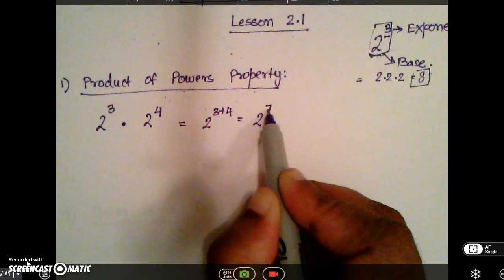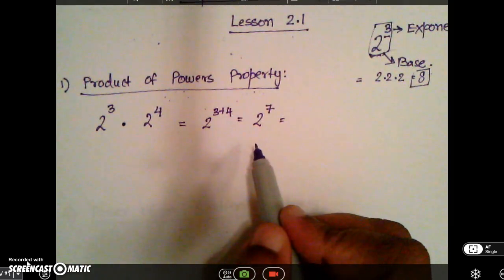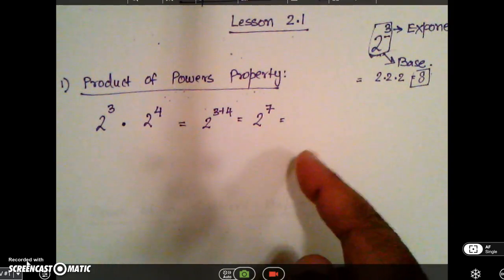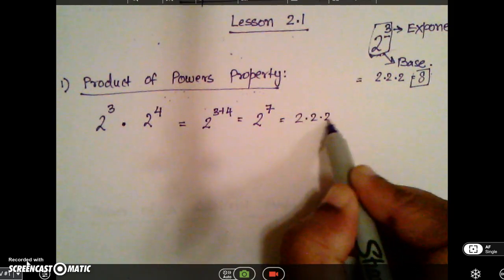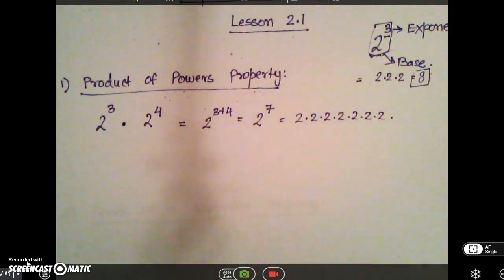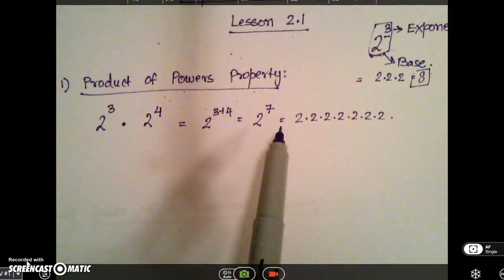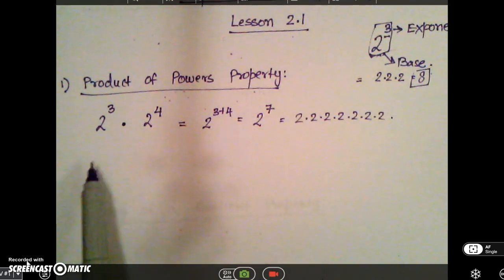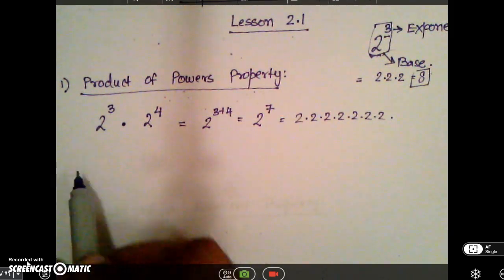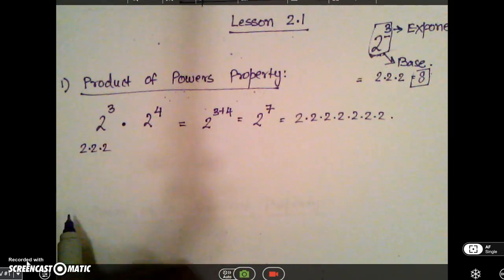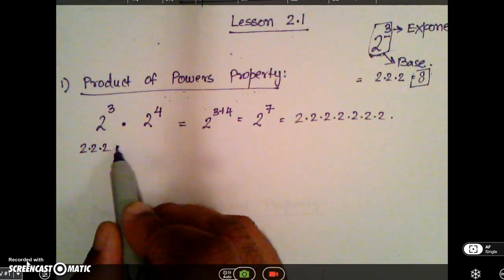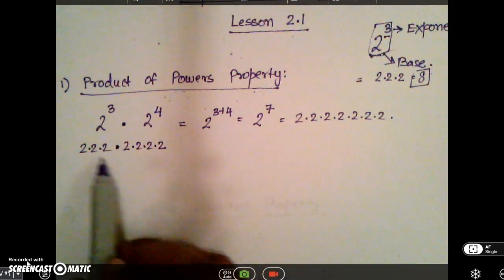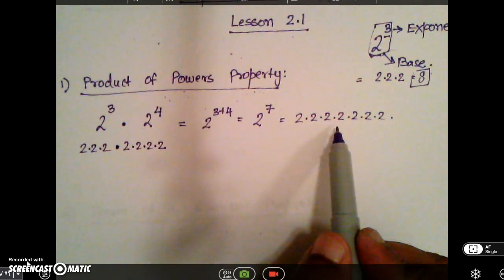So that's 2 to the power of 7. I can go ahead and figure out what 2 to the power of 7 is. That is 2 times 2 times 2, base multiplied by itself 7 times. So that's 2 times 2 times 2, 4, 5, 6, 7. So I went in a roundabout route, right? So how exactly did I get that 2 to the power of 7? If I take a closer look, 2 to the power of 3 is nothing but 2 times 2 times 2. I have a multiplication sign. 2 to the power of 4 is 2 times 2 times 2 times 2. So that's how I got 2 to the power of 7.